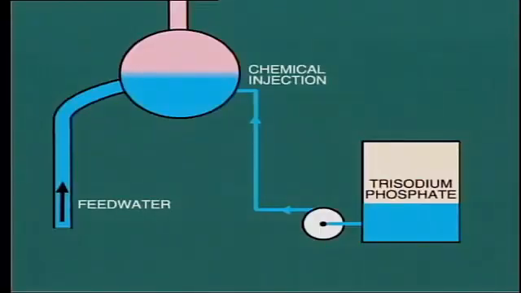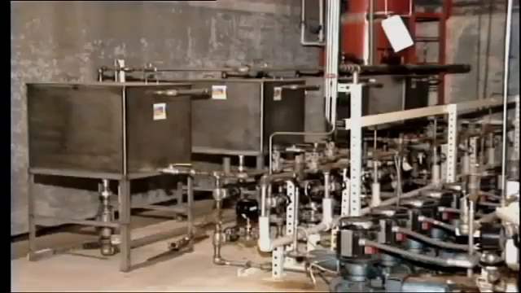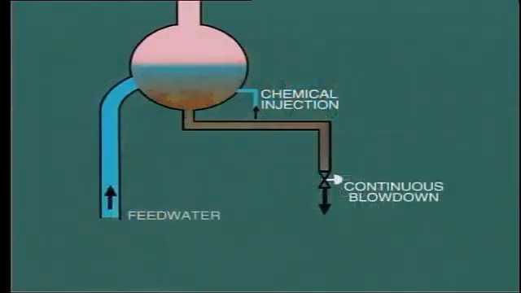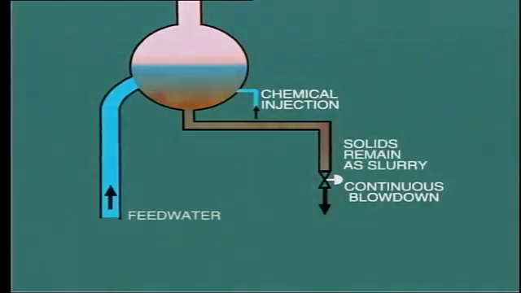For this reason, an attempt is made to prevent scale formation by injecting a chemical dispersant such as phosphate into the boiler water. This is usually added at the boiler drum, so a high-pressure pump is required. Phosphate has the effect of keeping the magnesium and calcium precipitate in suspension by dispersing the solid particles throughout the water. The result then is that instead of forming a hard scale, the solids remain as a slurry to be discharged from the boiler through the continuous blowdown line.